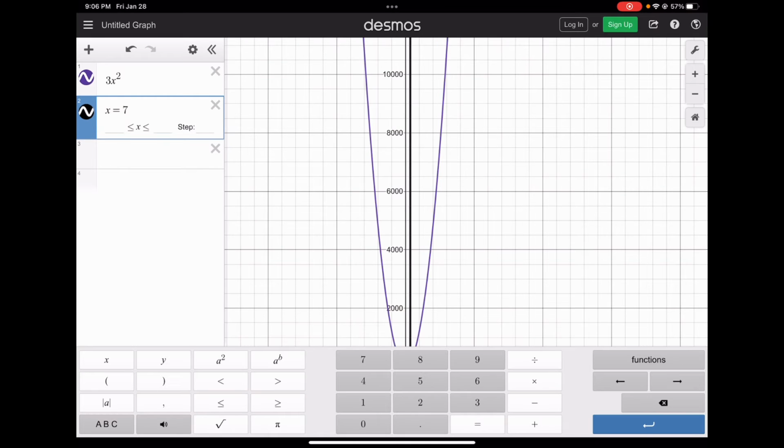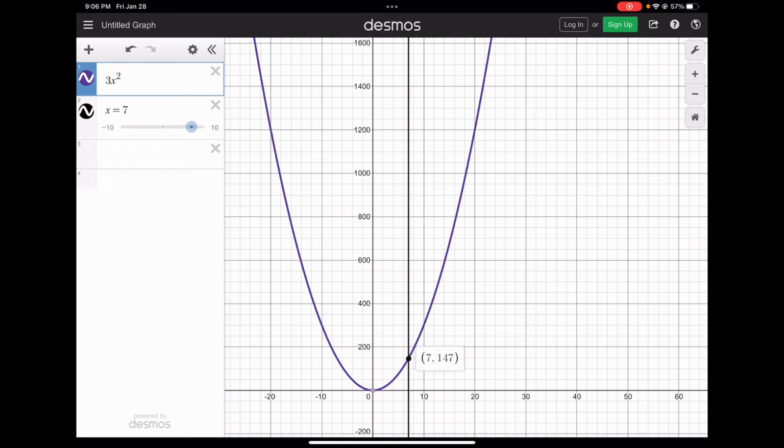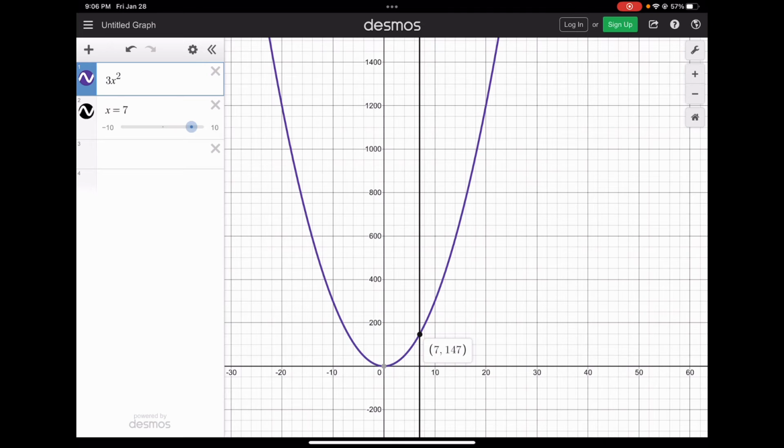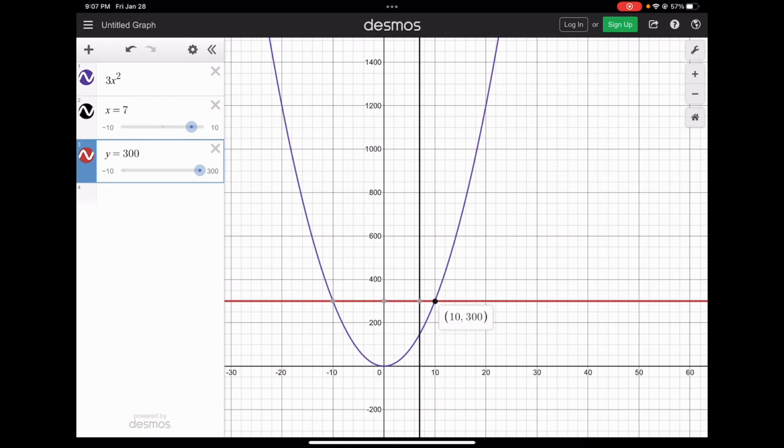Okay, x equals 7. So at 7 seconds, we can zoom in and find where it connects. So 147. So that's what we found, right? At 7 seconds, the car had gone 147 feet. Now let's try y equals, because that's where they gave us the y. We wanted to know how long it took to go 300 feet. So when y equals 300 feet, we see that point on the graph right there. So that's 10 seconds. At 10 seconds, it's gone 300 feet.